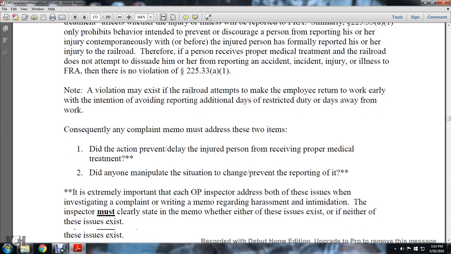225.33(a)(1). Note, a violation may exist if the railroad attempts to make the employee return to work earlier with the intention of avoiding reporting additional days of restricted duty or days away from work.